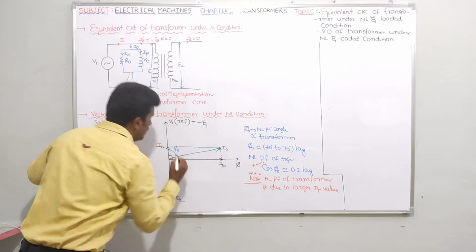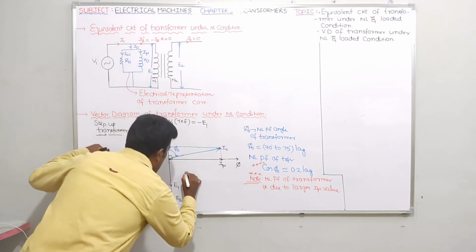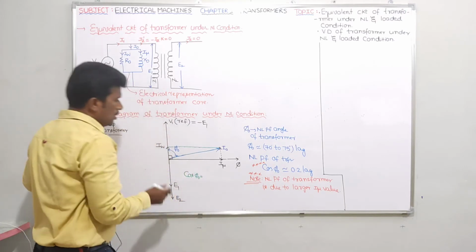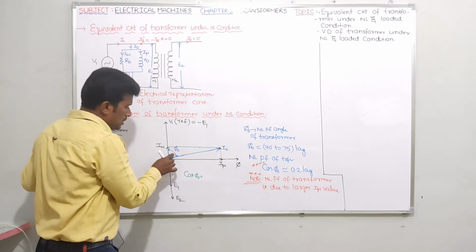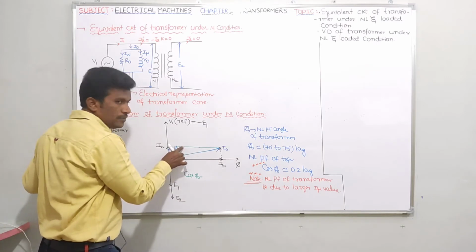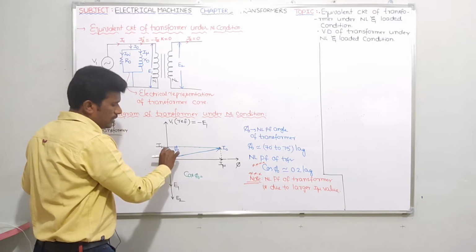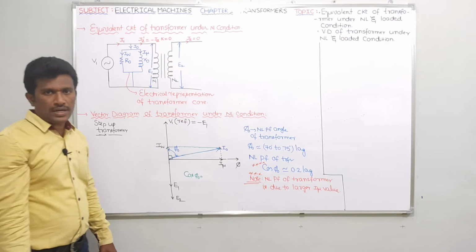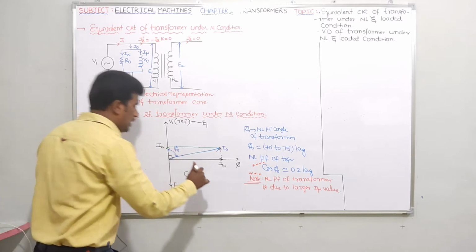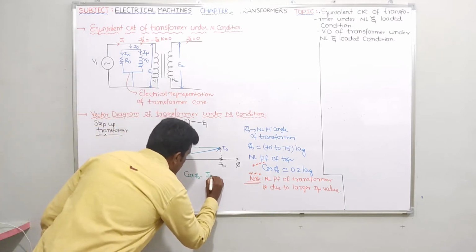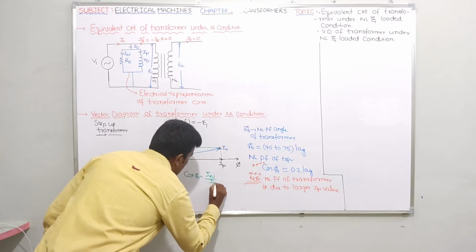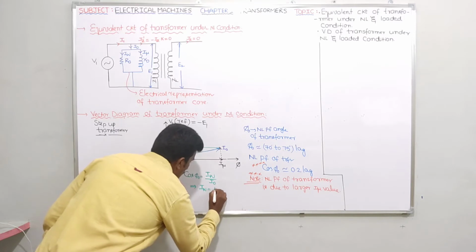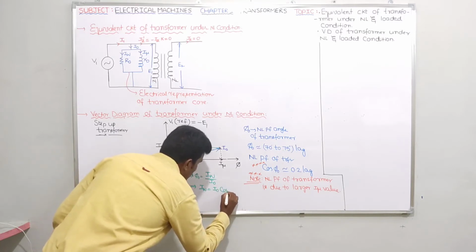If you take this triangle, let me apply cos φ0. Cos φ0 equals what? Cos φ0 is adjacent by hypotenuse. Adjacent means this vector, Iw, divided by the hypotenuse, I0. That implies, what is the value of Iw? I0 cos φ0.